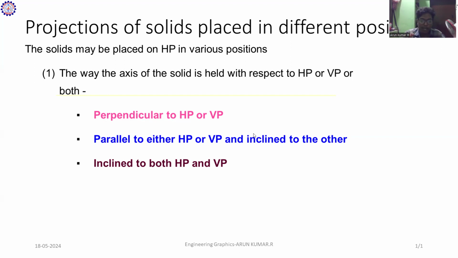If the axis is parallel to HP, it is inclined to VP. If it is parallel to VP, it is inclined to HP; it changes vice versa. Then there is inclined to both HP and VP. We are not discussing inclination to both VP and HP, as it is quite complicated. The above two cases we will discuss in the next classes with numerical problems.